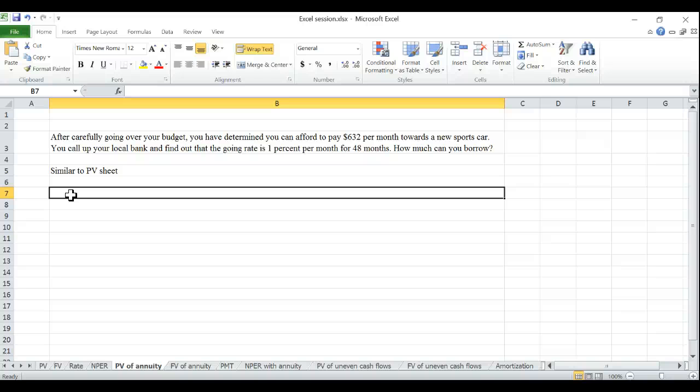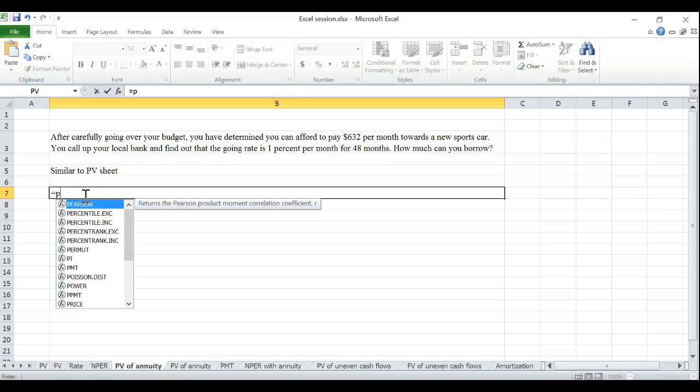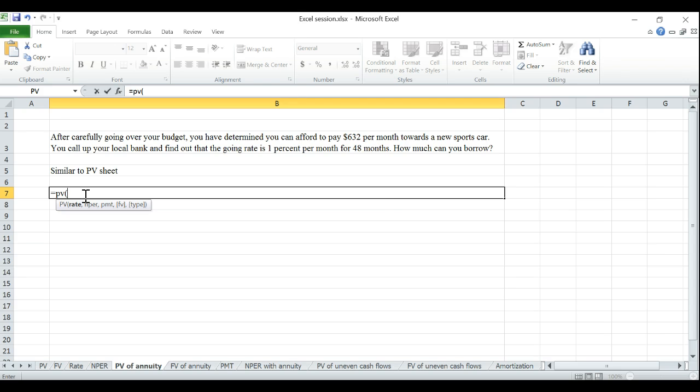So the goal is to find the present value again. This is the same present value function that we saw in the previous video, but the one difference here is that now, instead of a future value, we have a payment.